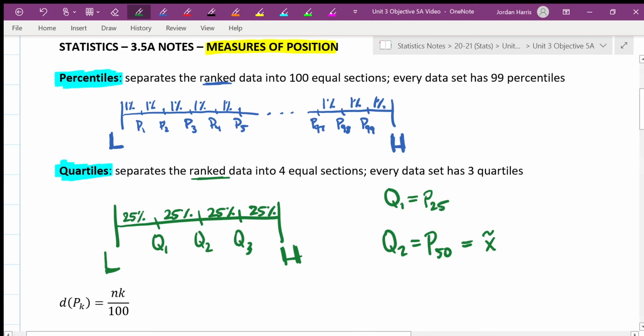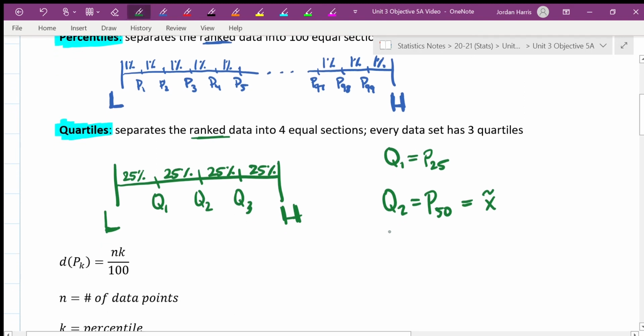You can count in, that's number one. We learned the depth formula, that's number 2. Now we're going to use percentiles or quartiles, that's the third way. And they all give you the same value, okay? And the third quartile is the same as the 75th percentile.